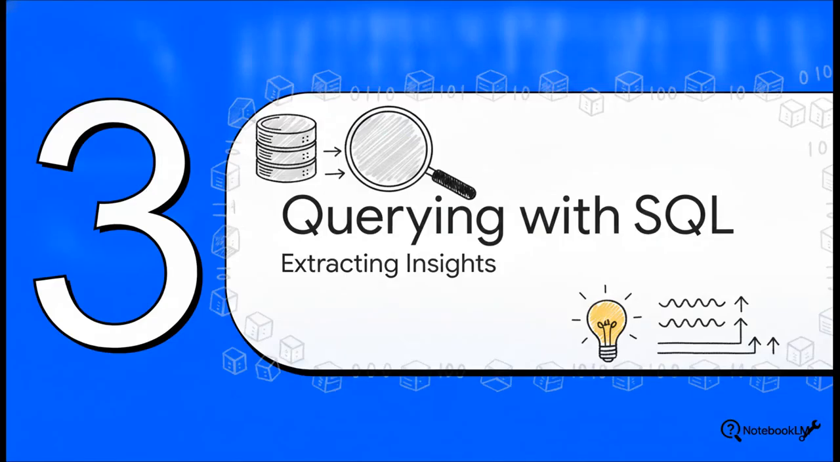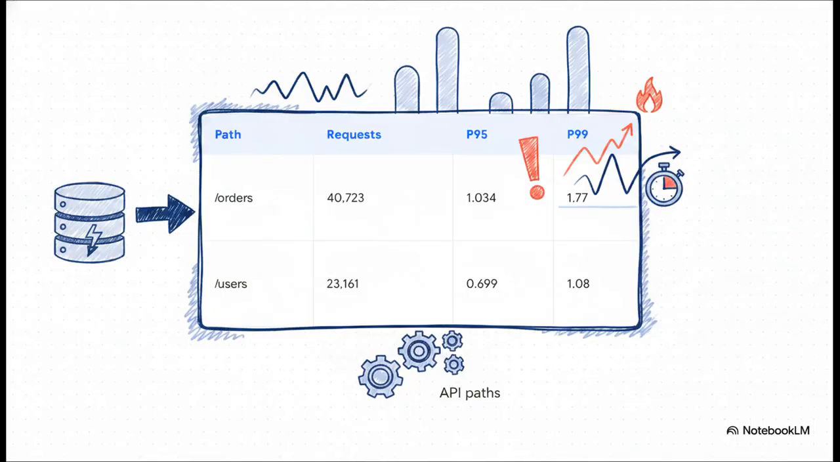Let's jump into Section 3, querying telemetry with SQL. Now, a single, simple SQL query in ClickHouse instantly reveals request volumes across our API paths. But more importantly, it calculates tail latencies right on the fly, specifically the 95th and 99th percentiles. Because let's be honest, averages lie, right? Site reliability engineers absolutely need those tail latencies to spot real performance issues. By calculating this instantly from raw events, engineers can immediately prioritize the worst performing endpoints.